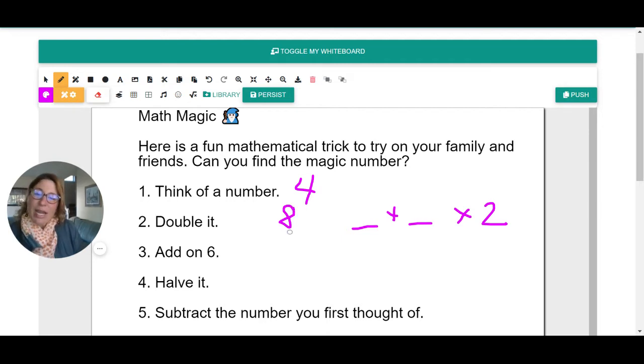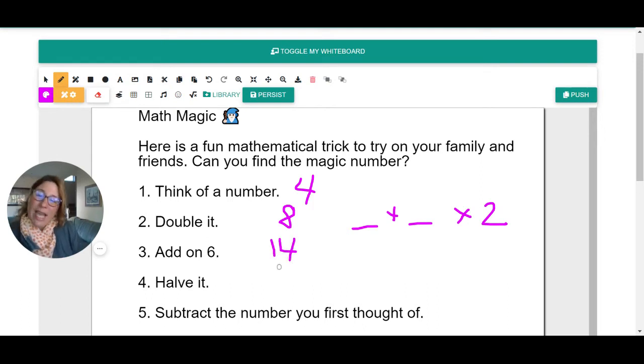Now I take that number 8 and I add on 6. 8 plus 6 is, who knows, 14. And the answer to an addition problem is always called the sum. So 8 plus 6, the sum is 14.